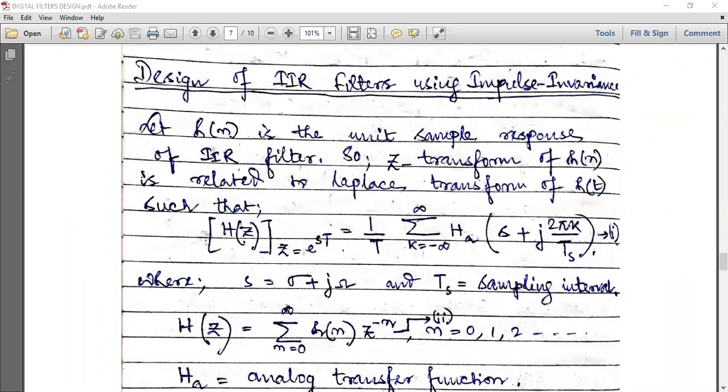You see the heading is given, design of IIR filters using impulse invariance. So this impulse invariance is basically a method. Now, what is this method? Let us know. Okay, first listen to what I say. Then when I tell you to follow the note, it is there in front of you. I'll be giving it later on also, so you can have it, no problem.